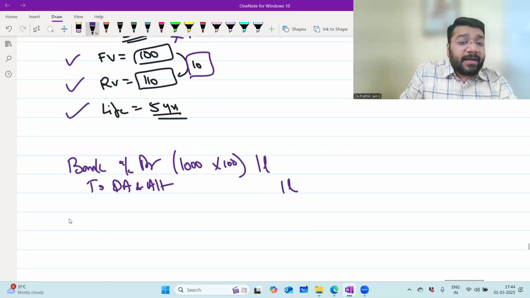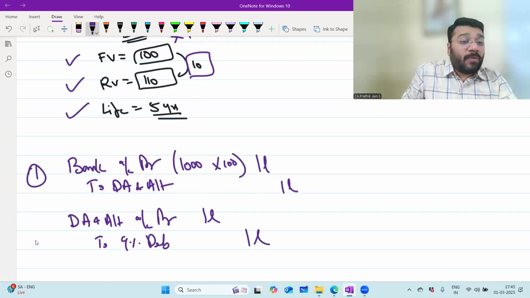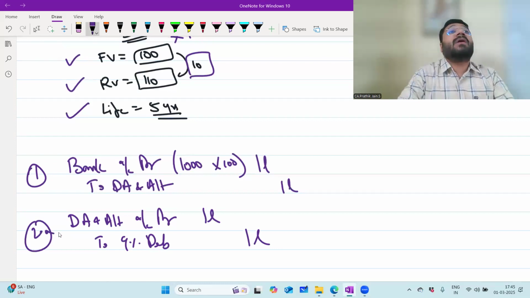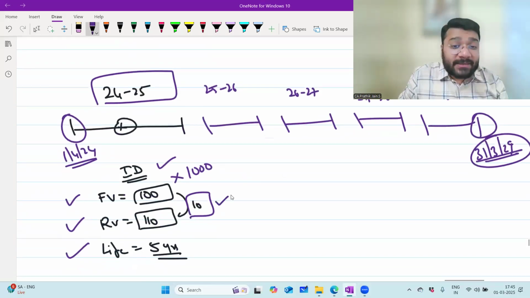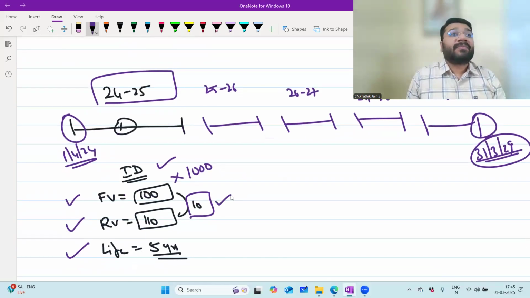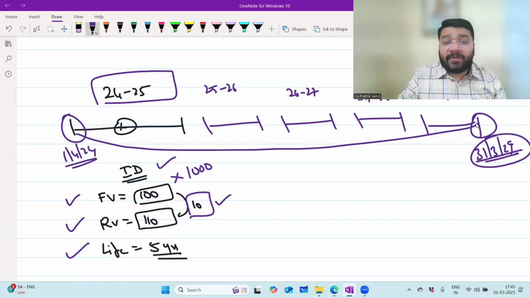And what is my next entry? Debenture application and allotment account debit to 9% debenture, let's suppose. To 9% debenture, 1 lakh and 1 lakh. Typically, with this, your entry is over. But what happens? There's a prudence concept coming into picture, which says what? You know that today itself, that in future you're going to pay this 10 rupee. So this 10 rupee, what are you supposed to do? You're supposed to apportion it over a period of 5 years.